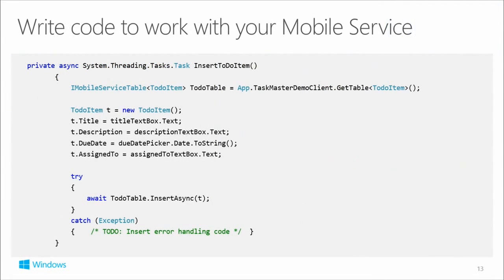And then you just write some code to interact with it. So it gives you a client object. At the top line of this method, where it says IMobileServiceTable to do item, to do table equals app.taskmaster demo client. That taskmaster demo client is an object that, when you subscribe to the service, it added to your app class, which is a proxy class you use for interacting with your mobile service up in the cloud.